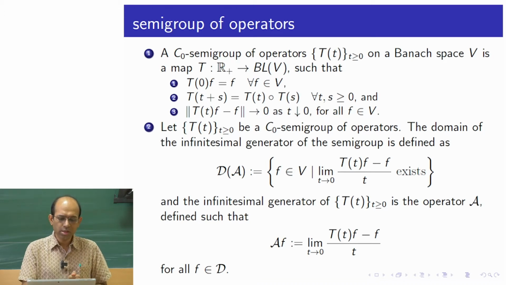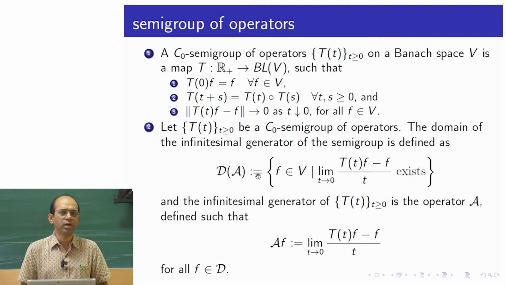We are defining the set of all possible f in V such that this limit exists. This is basically the right derivative at 0, correct. (T_t f minus T_0 f) divided by t, limit t tends to 0. So basically it is the right derivative of this, if this exists. It may not exist for all f in V, then we do not consider those f to be in the domain of the operator generator.